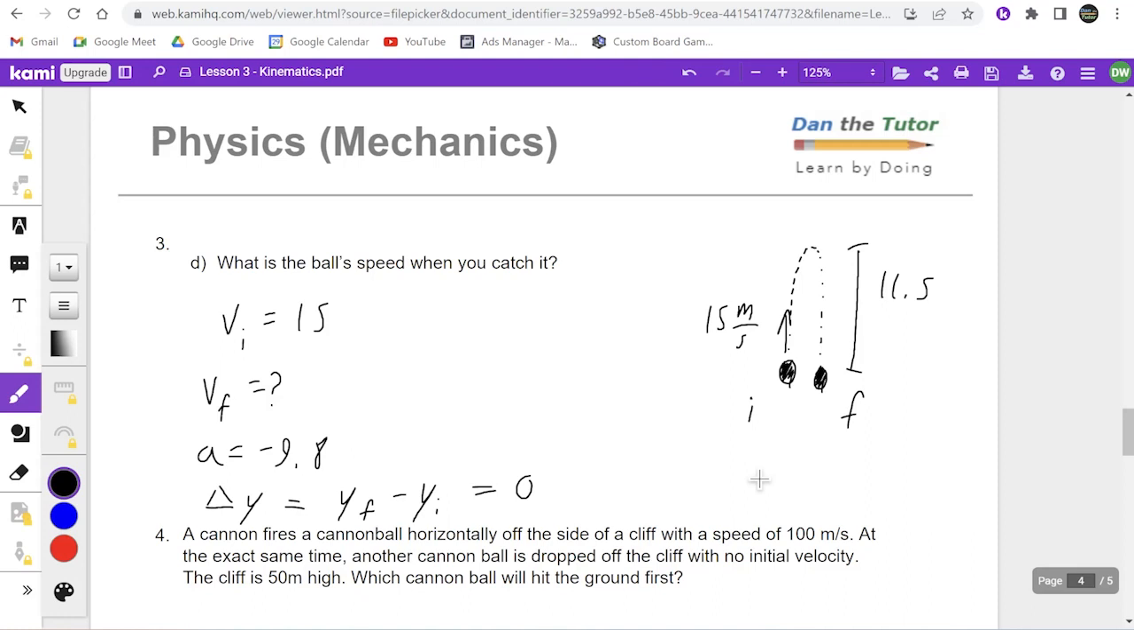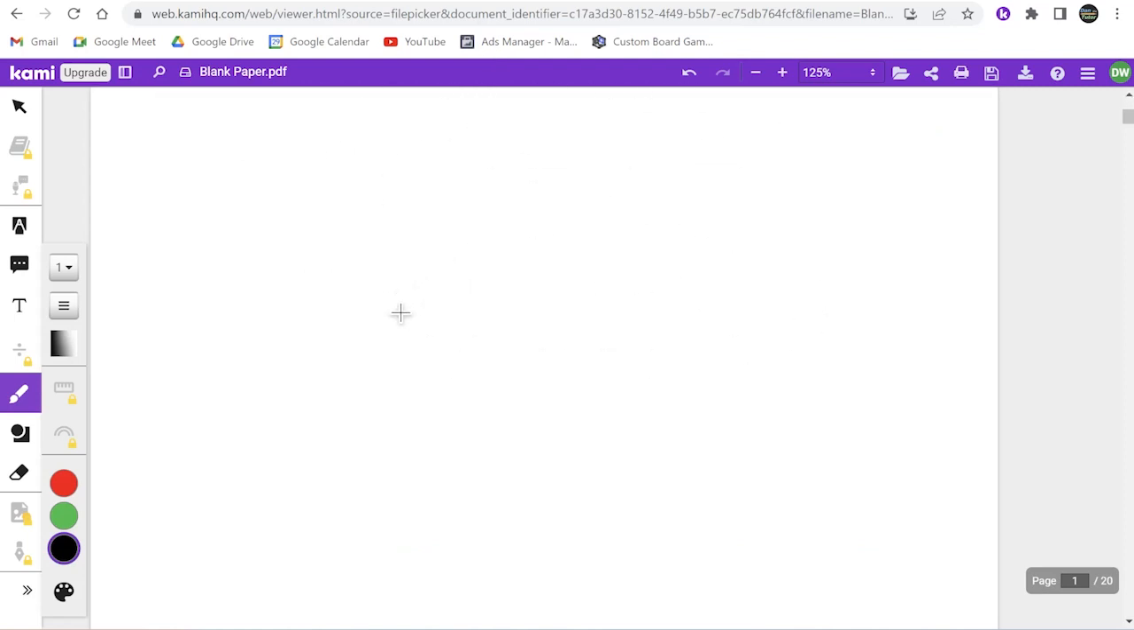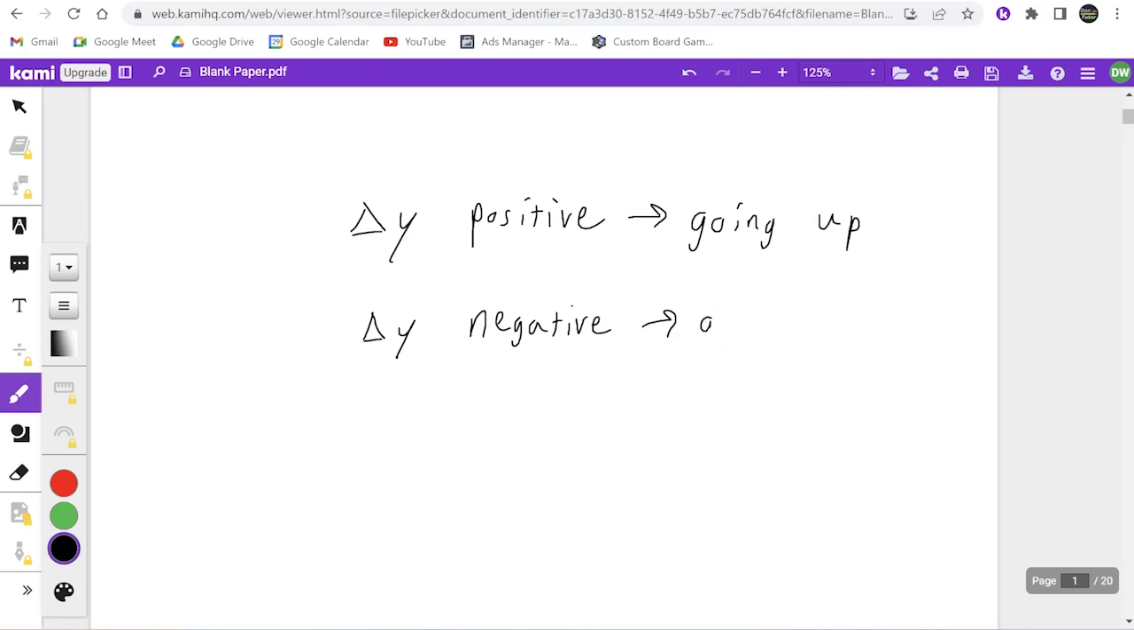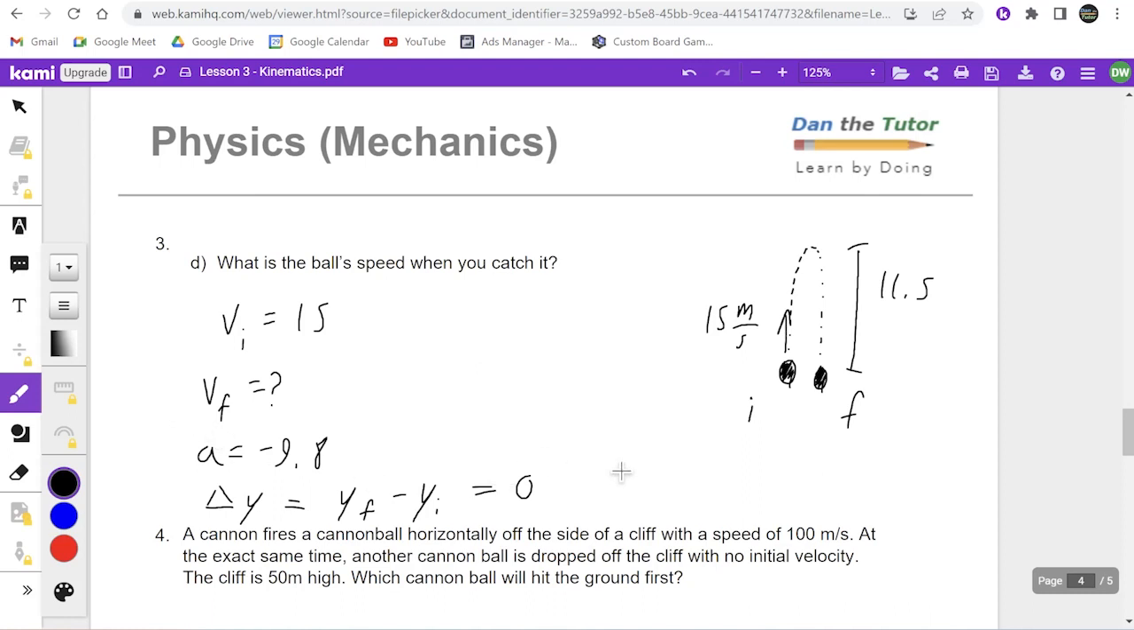Yeah, we'll see. And the last thing I do want to say for delta y, this is not related to this problem, but it comes up later in this lesson. If your delta y is positive, then that means you're going up. And likewise, if delta y is negative, then that means your object is going down. And that's a handy thing to know because that can definitely make the math confusing if you mess that up. So, I'm assuming you have this written down now. If not, the recording exists and you can pause the video there.